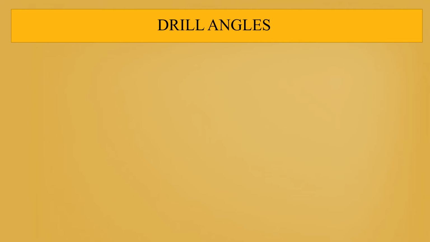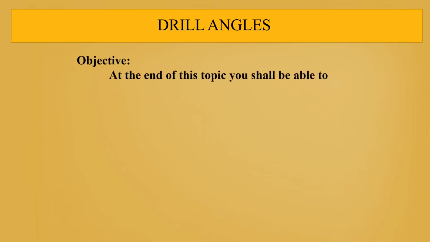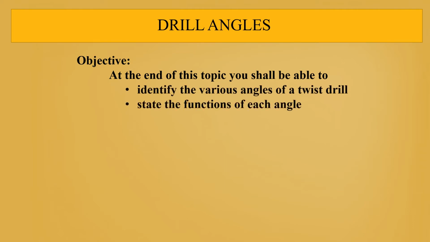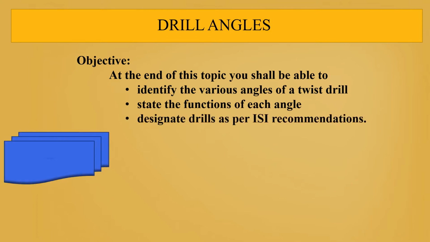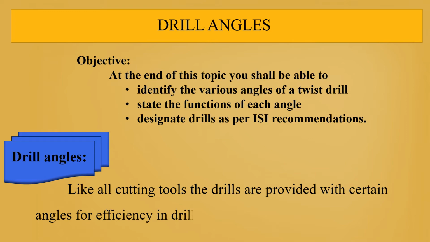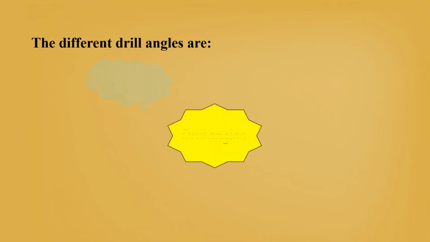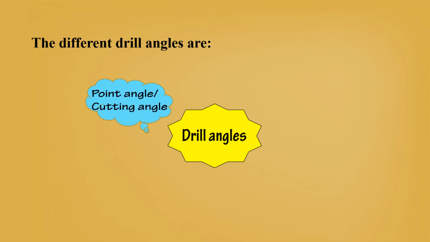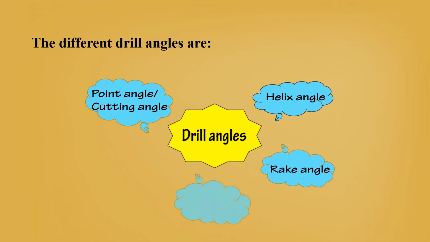Drill angles. Objective. At the end of this topic, you shall be able to identify the various angles of a twist drill, state the functions of each angle, and designate drills as per ISI recommendations. Like all cutting tools, the drills are provided with certain angles for efficiency in drilling. The different drill angles are point angle or cutting angle, helix angle, break angle, clearance angle, chisel edge angle.